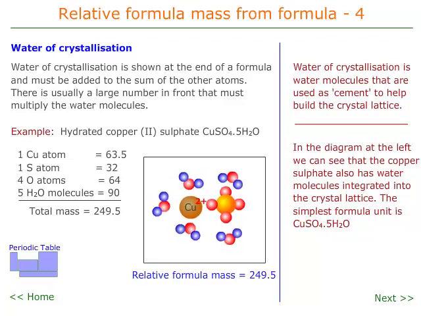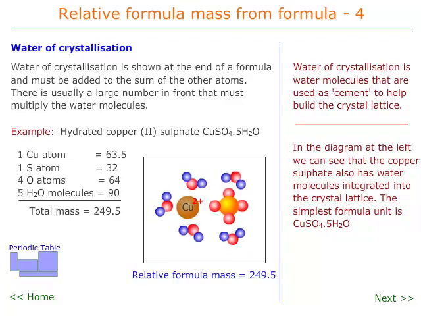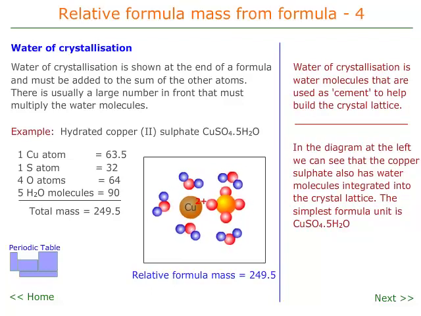When an ionic substance contains water of crystallization, the water molecules are an integral part of the crystal lattice. They are used to build up the crystal lattice. This doesn't mean that the lattice is wet, it just means that the water molecules have been used as a kind of cement to build the structure of the lattice.